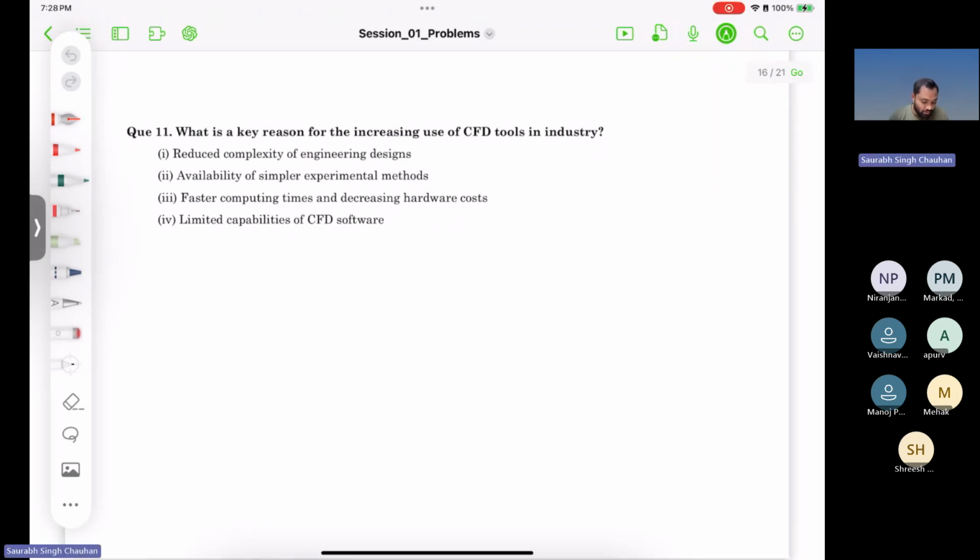Question number 11. What is a key reason for increasing use of CFD tools in the industry? Four options. First option, reduced complexity of engineering designs. So this is a very wrong option, right? Because the complexity is increasing, right? As engineering is progressing, there are machines coming up which are very complex. The complexity is increasing.